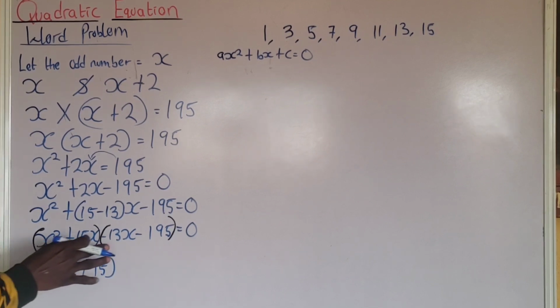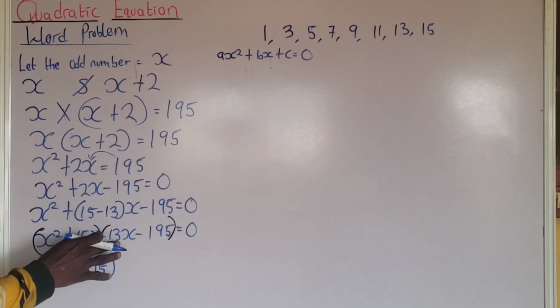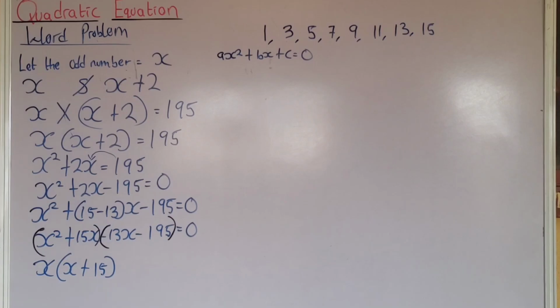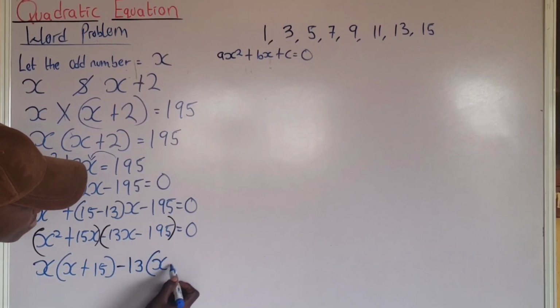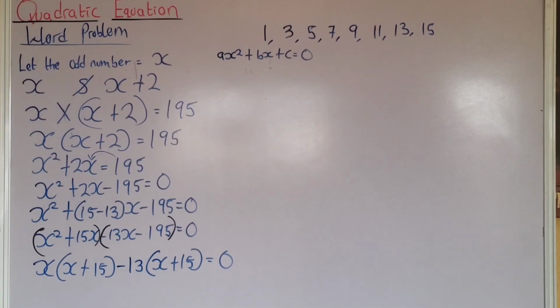Now what is common to negative 13x and negative 195? The common term is negative 13. You understand? So here I'm going to have negative 13 into bracket x plus 15. This will be equals to 0. Do you understand? We have gotten to this point. What are we going to do?